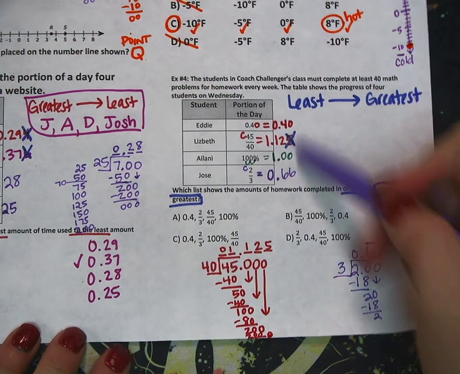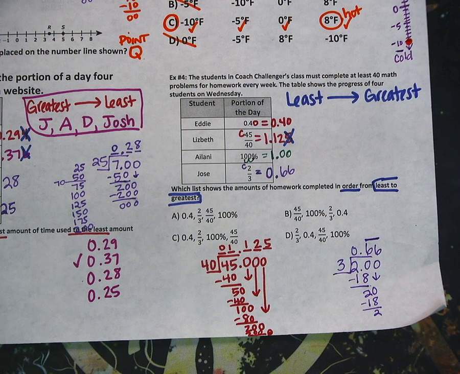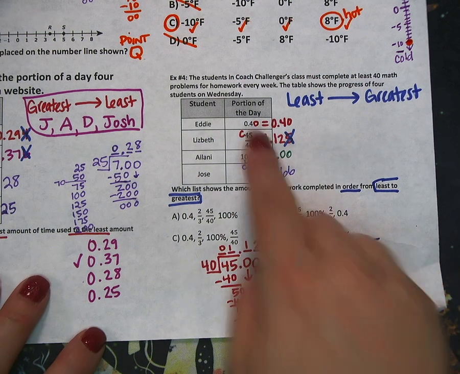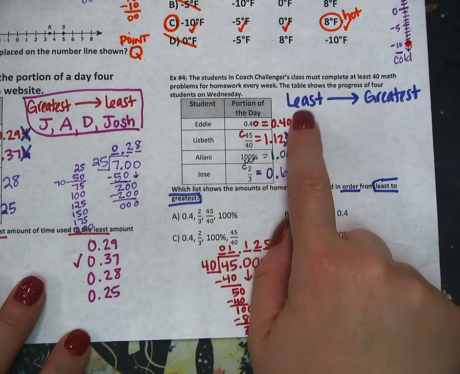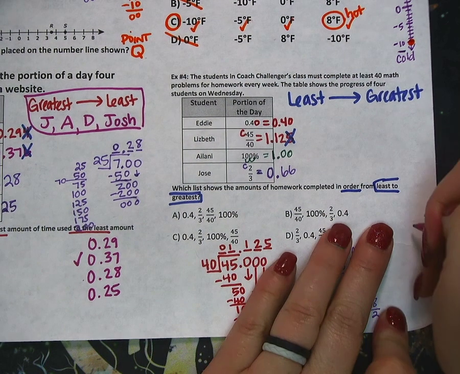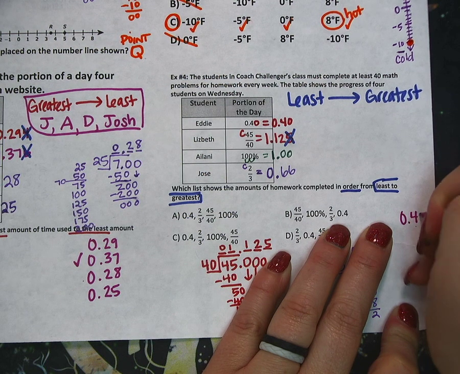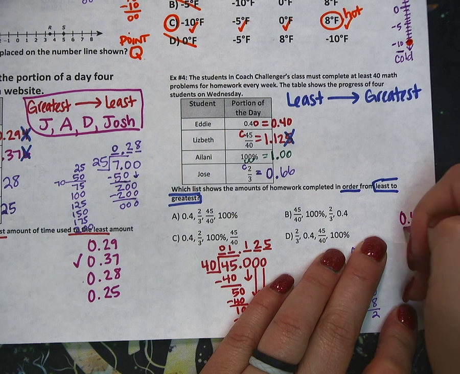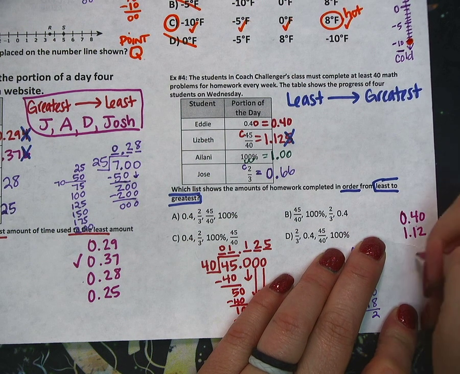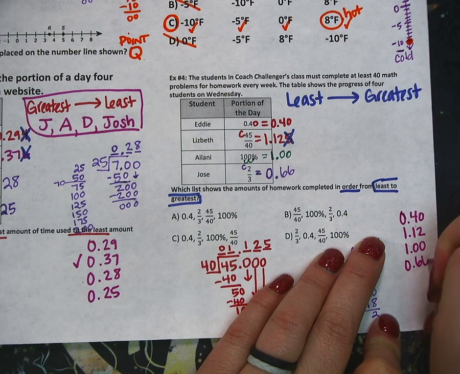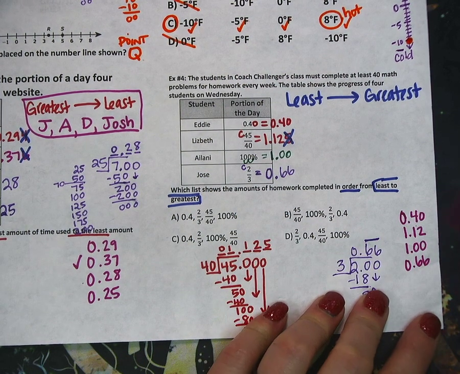All right, so now that everything looks like money, I can put it from the least amount of money to the greatest. So of my 4 numbers, which one is the least, which one's the greatest? Well, we can stack them like we did over here. So I'm gonna start with my 40 cents, 0.40. And then I have $1.12. And then I have just $1. And then I have 66 cents. So stacking them just kind of helps me line up my numbers.